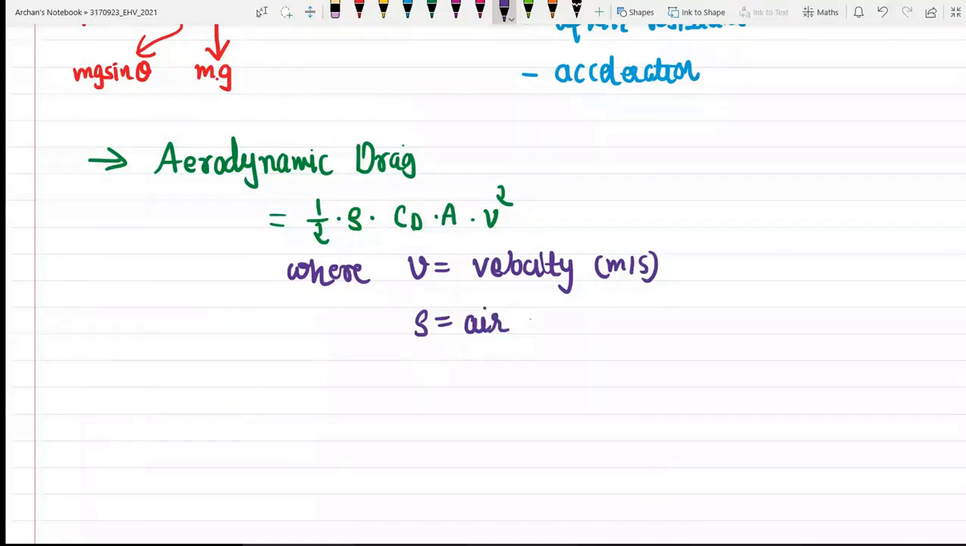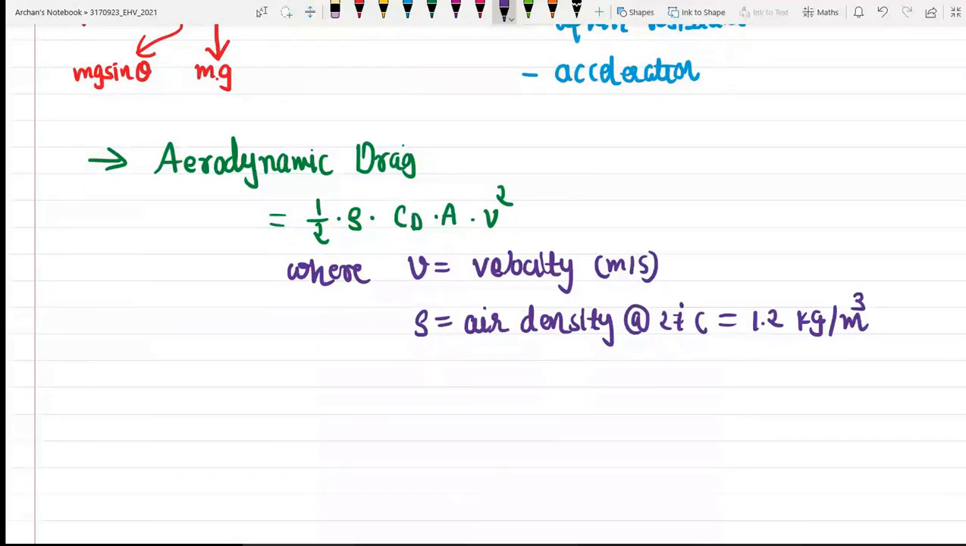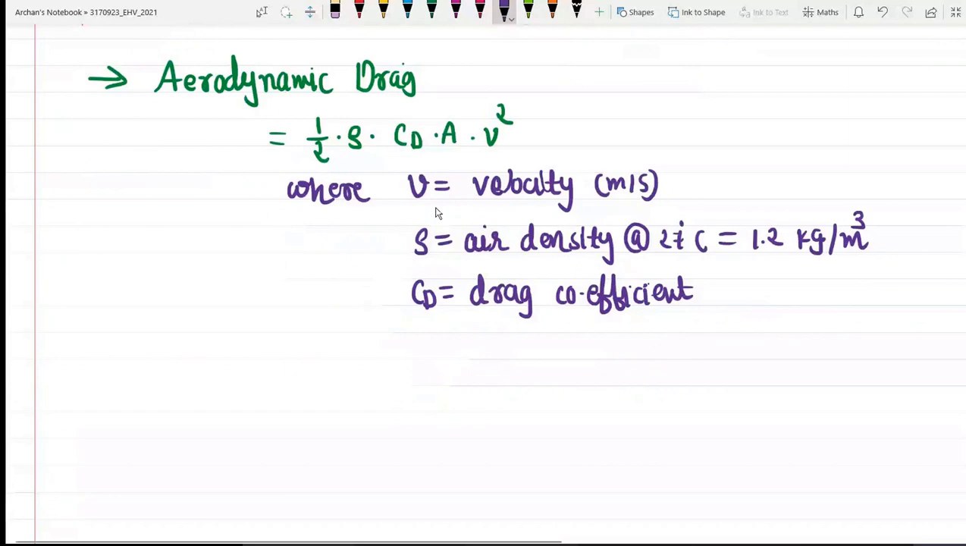It is the air density considered at standard temperature 27 degrees Celsius, and its value is fixed at 1.2 kg per meter cube. So this is the value of rho. Then we have CD, which is known as the drag coefficient. Different values of this drag coefficient we have already seen when we went through the introductory chapters, lectures of the course, right?